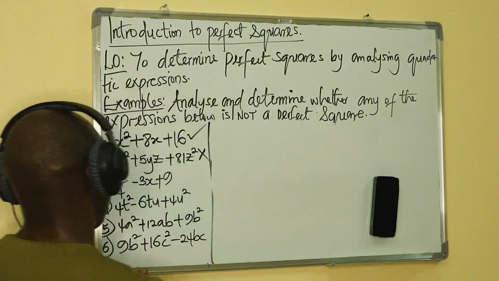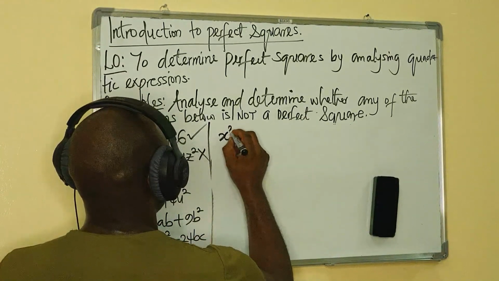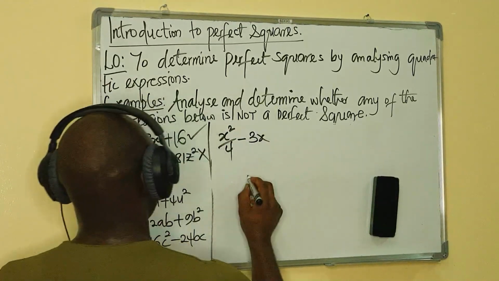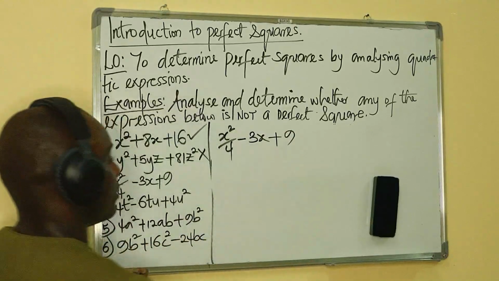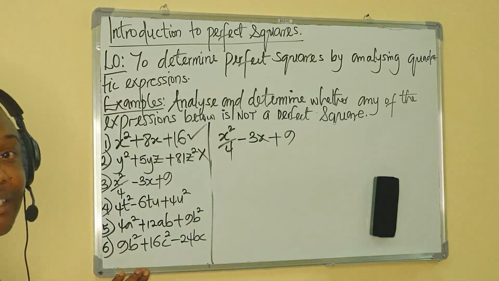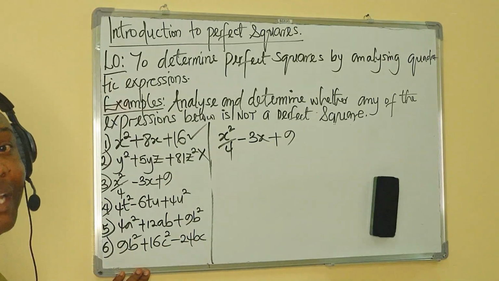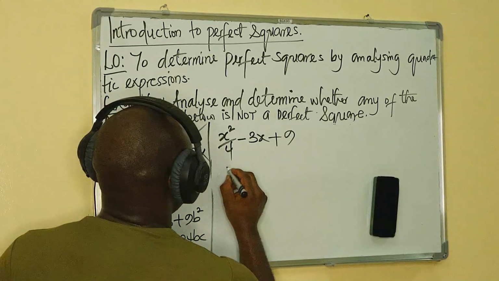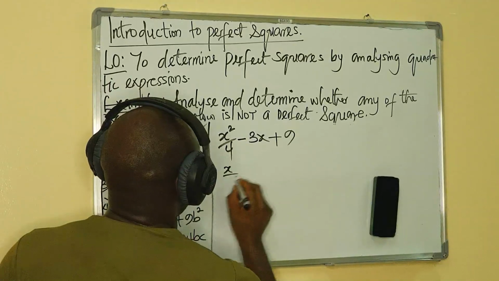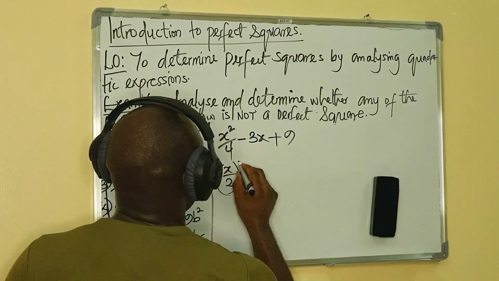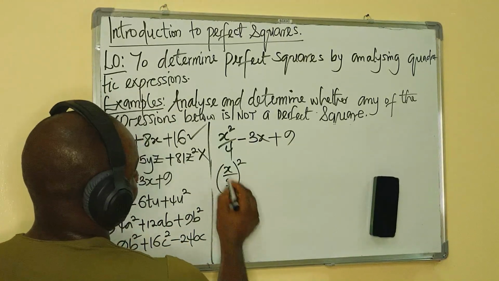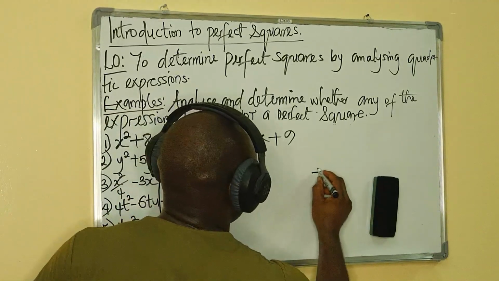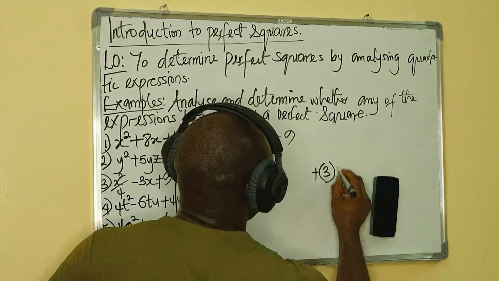Let's try the third one to see also if that one will be a perfect square. The third example we have here is x squared upon 4, which is a fraction, minus 3x plus 9. We can rewrite this to demonstrate the squared terms that we showed in the rule of testing perfect square, by rewriting this as x upon 2 all squared, with the coefficient of x being half, minus 3x, plus 9, which can be written as 3 squared.